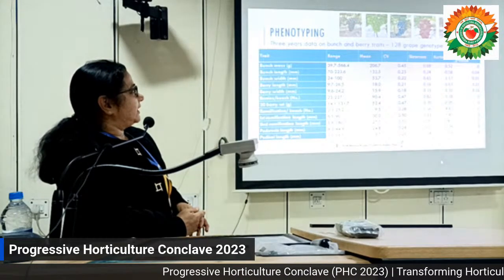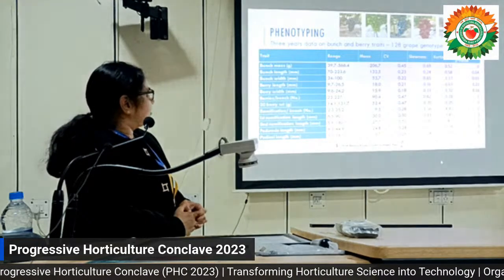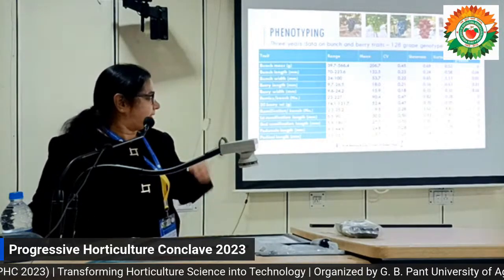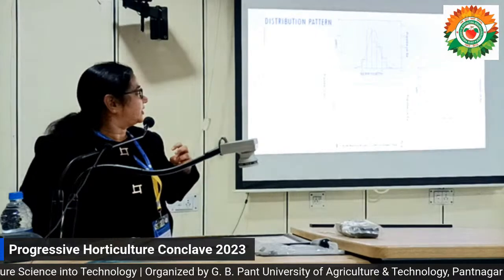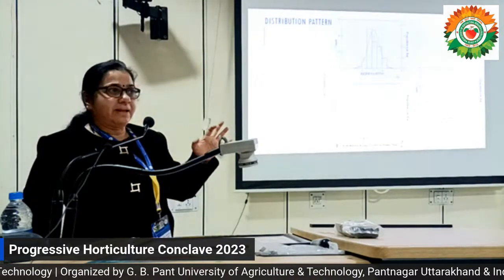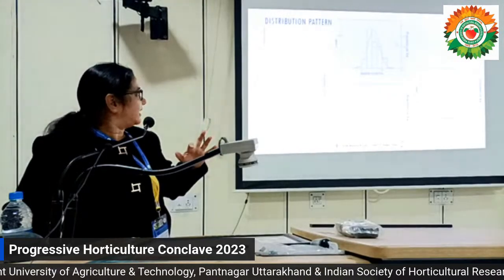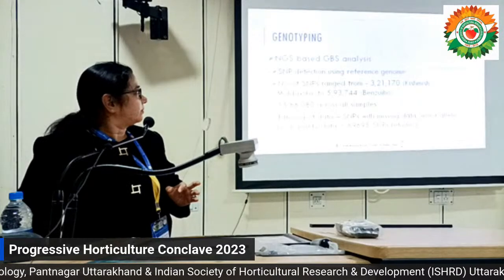But when we look at the distribution pattern of these traits, only in the case of berry length and berry width could we see a normal distribution. This is the distribution pattern for these traits. Here we get a typical bell curve for these two traits, whereas for many of the other traits we got a distortion. So that is the thing.